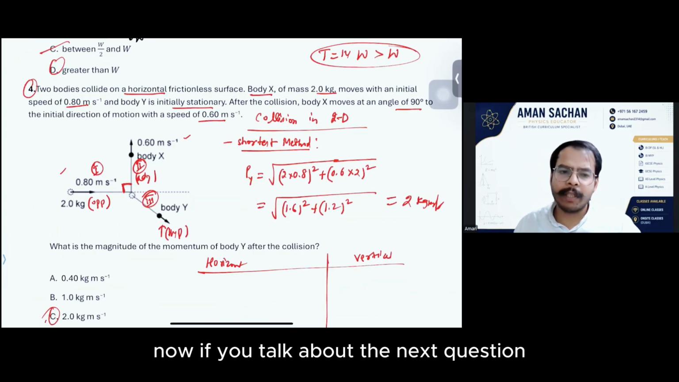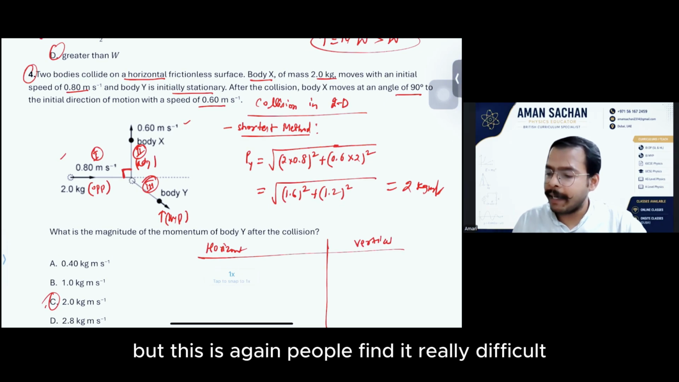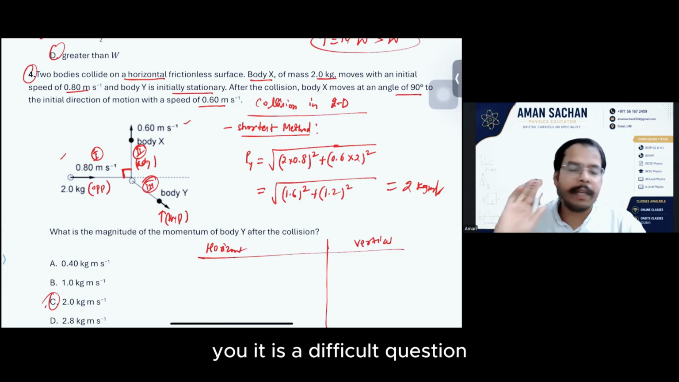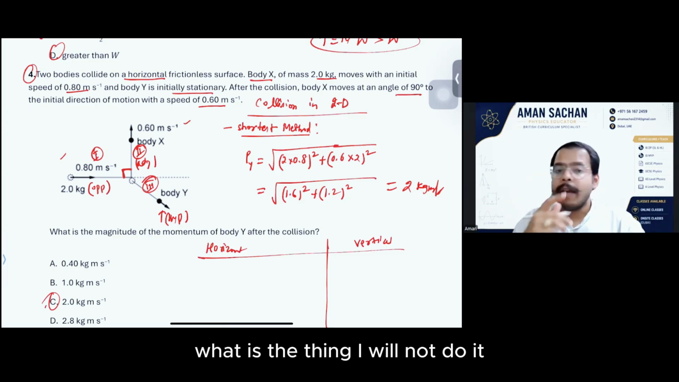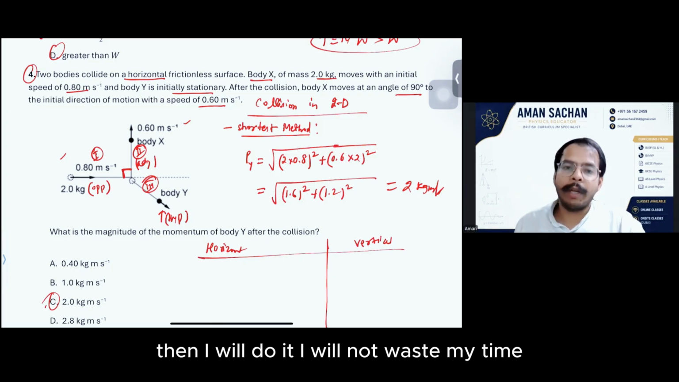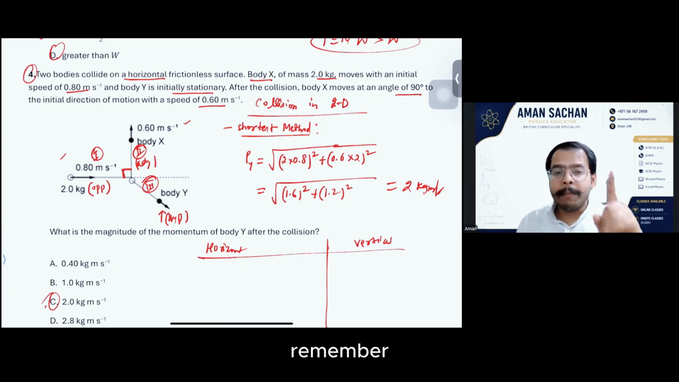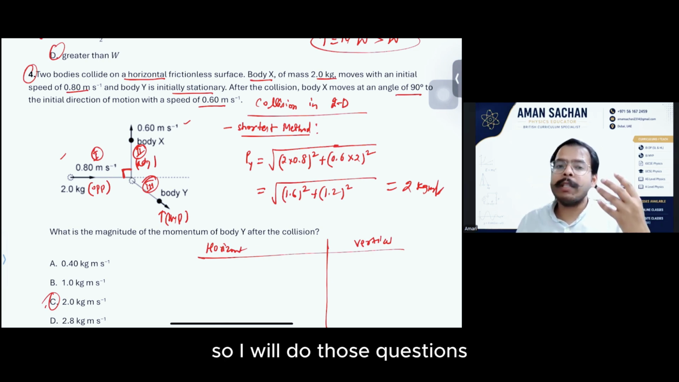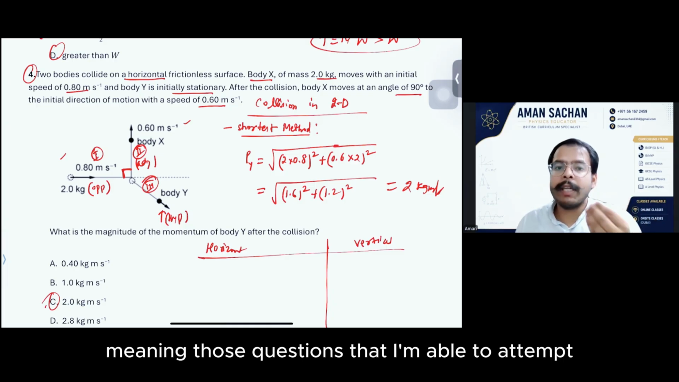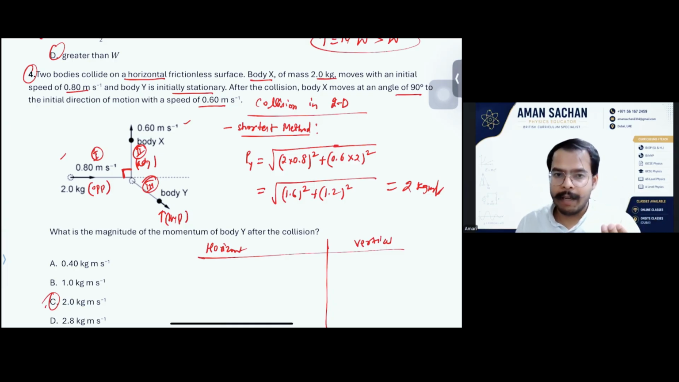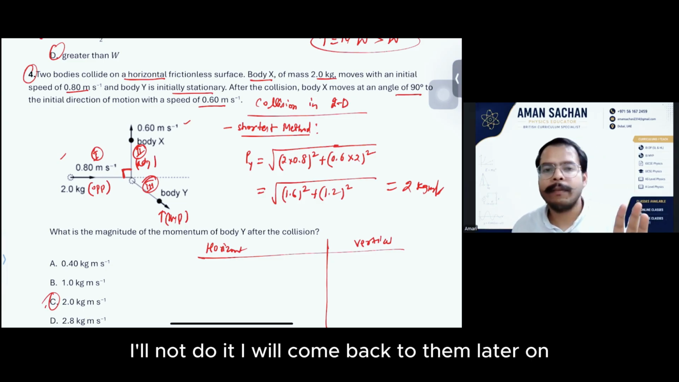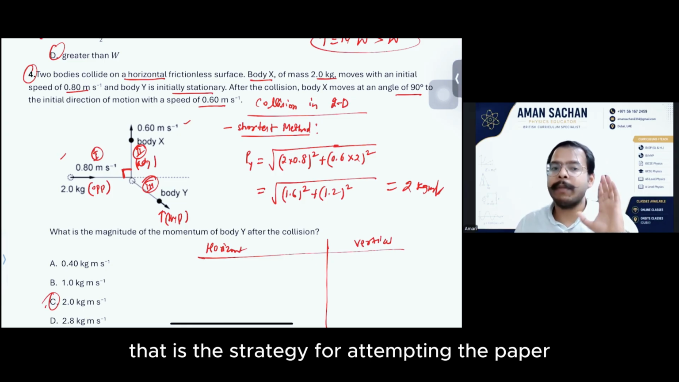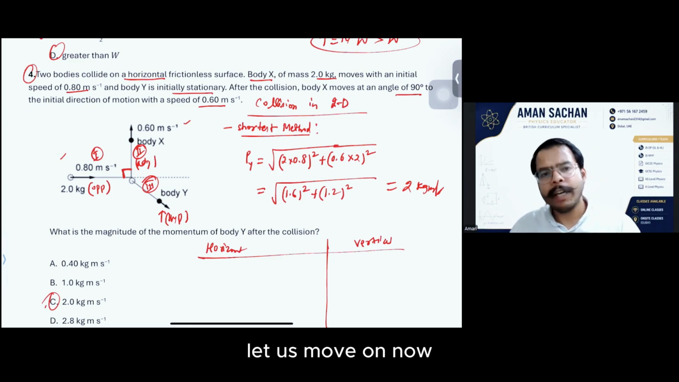Now, if we talk about the next question, again I solved this, but people find it really difficult. And literally, if you didn't get the proper method, it is a difficult question. What is the thing? I will not do it now. I will come back later on, then I will do it. I will not waste my time. Remember, in a paper, what matters is your confidence, right? So I will do those questions which will give me confidence, meaning those questions that I'm able to attempt and able to get the answers for. The questions which are difficult for me, I will not do now. I will come back to them later on. That is the strategy for attempting the paper. Understood? Let us move on.